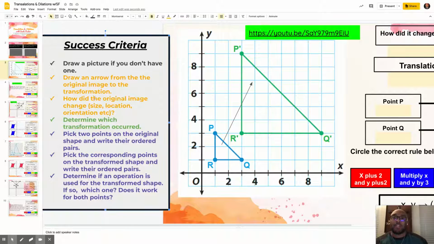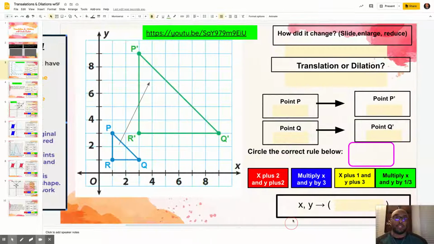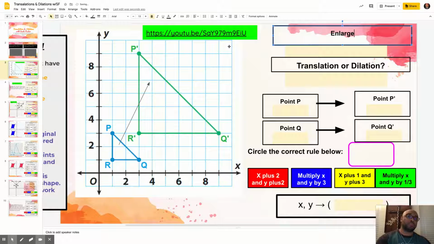And then how did it change? Well, it got bigger. So that means it was a dilation. So right here, I would type, how did it change? I'm actually just going to get rid of everything that it didn't do. So it enlarged. So this would be a dilation. And then I'm going to continue from there.